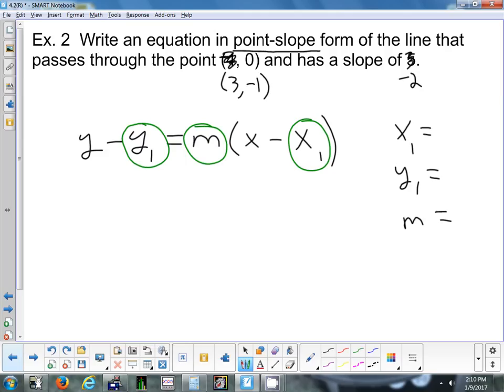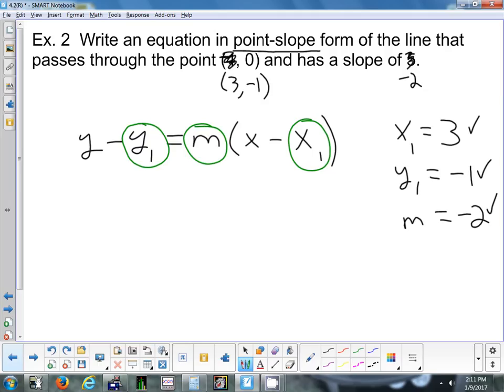Okay, so let's just make a list here. Using your example, go by what's on your sheet. I changed my numbers to match your sheet. What's x1? 3. How about y1? -1. And how about m? -2. So now fill in these 3 numbers in the 3 spots, and you're done.